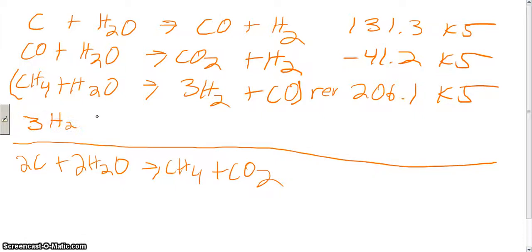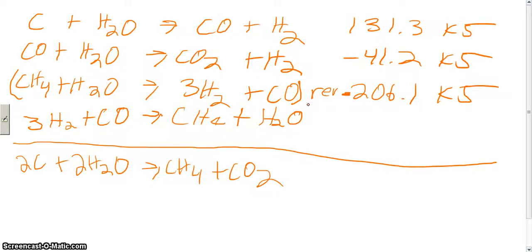So it puts 3H2 plus CO on the opposite side as CH4 and H2O, so 3H2 and CO are the reactants this time. And since we flipped it, that also means reversing the sign of the enthalpy. So we just make it opposite of what it already is.